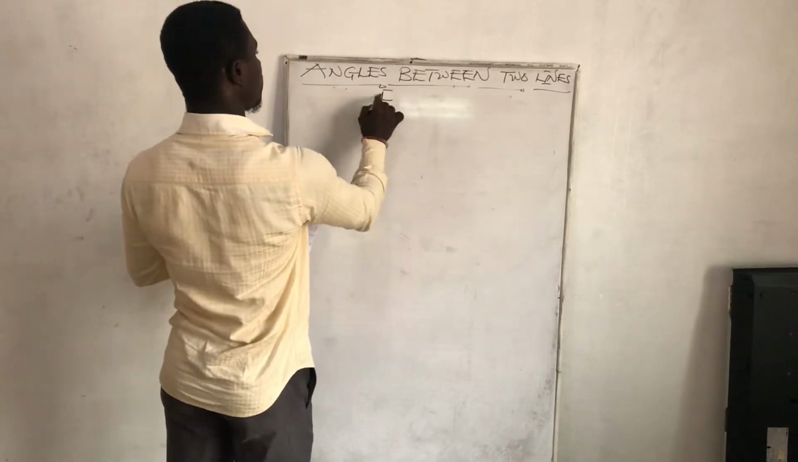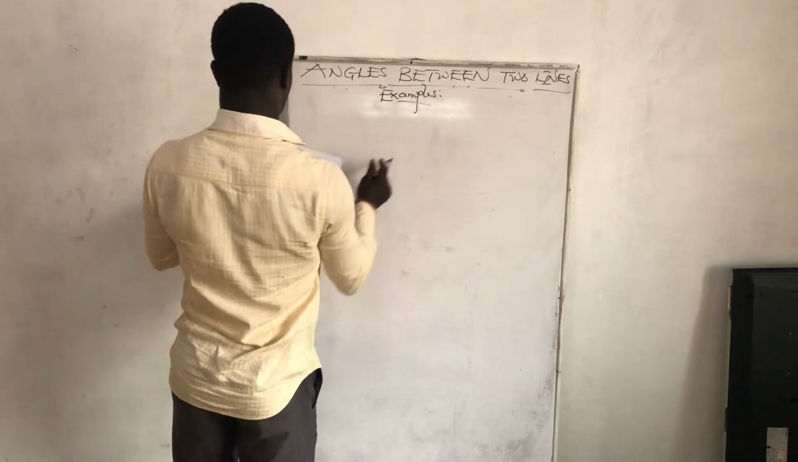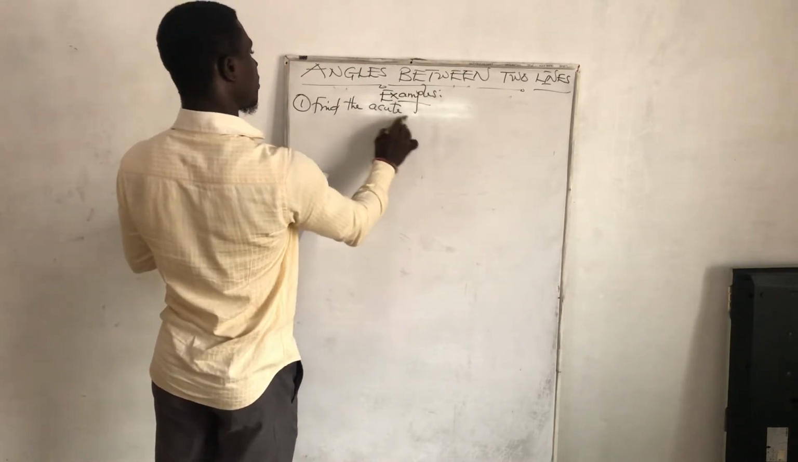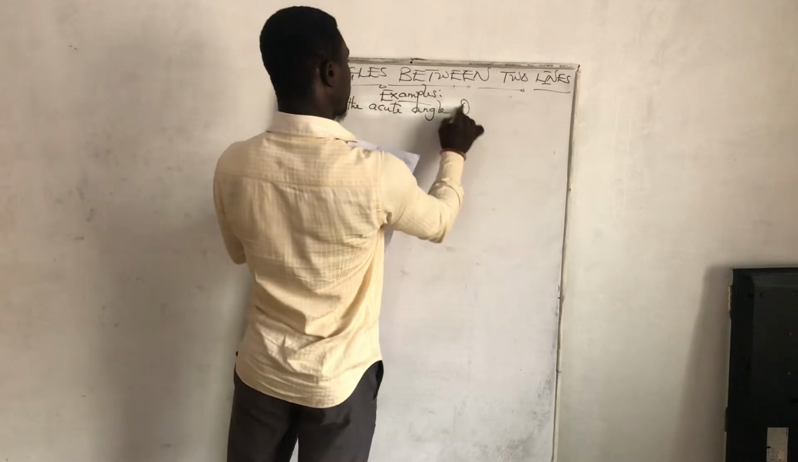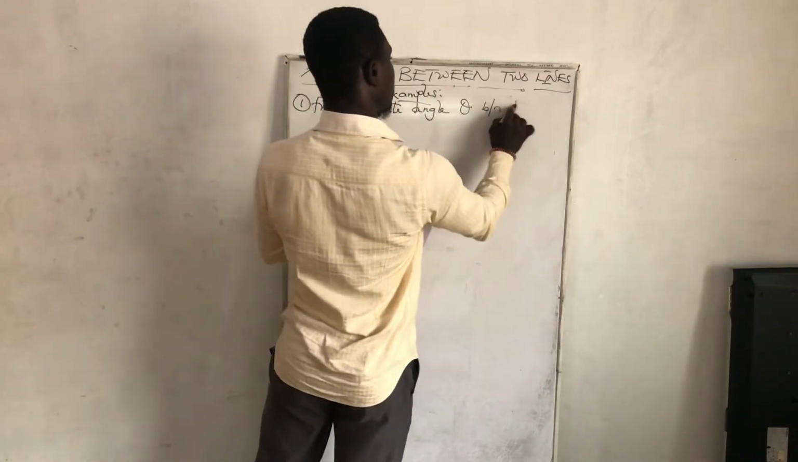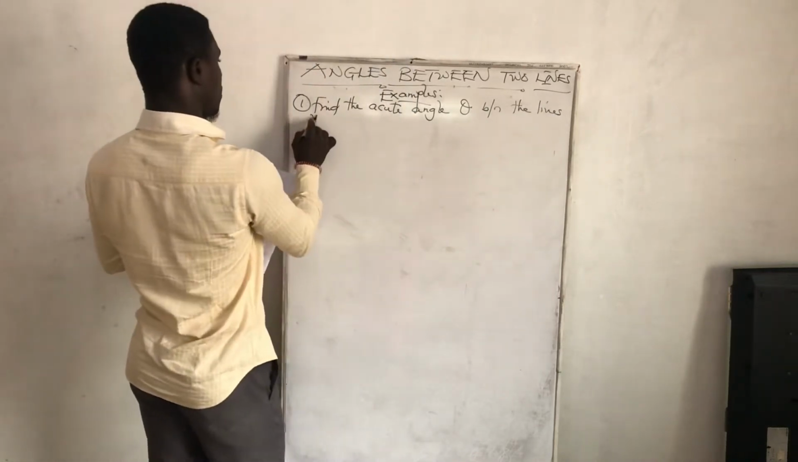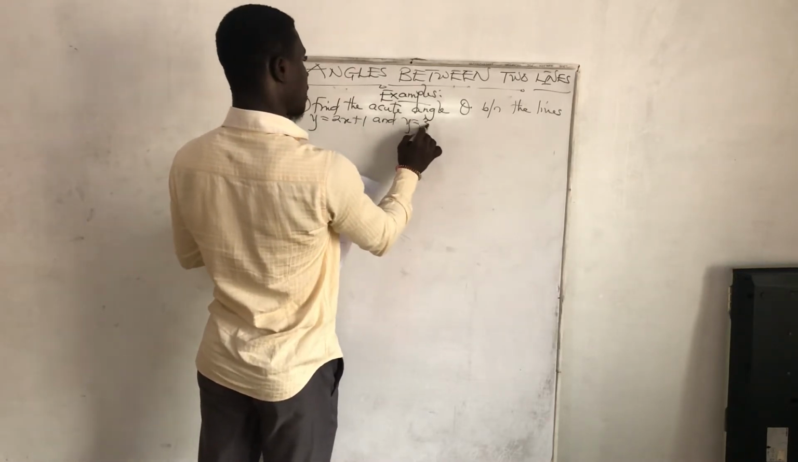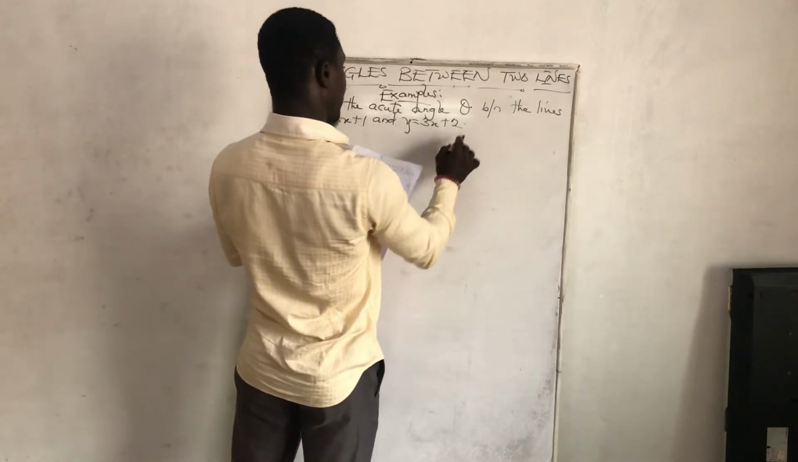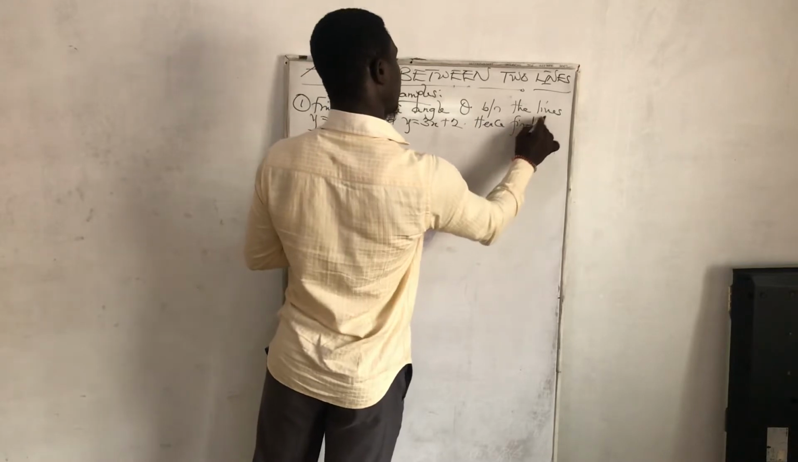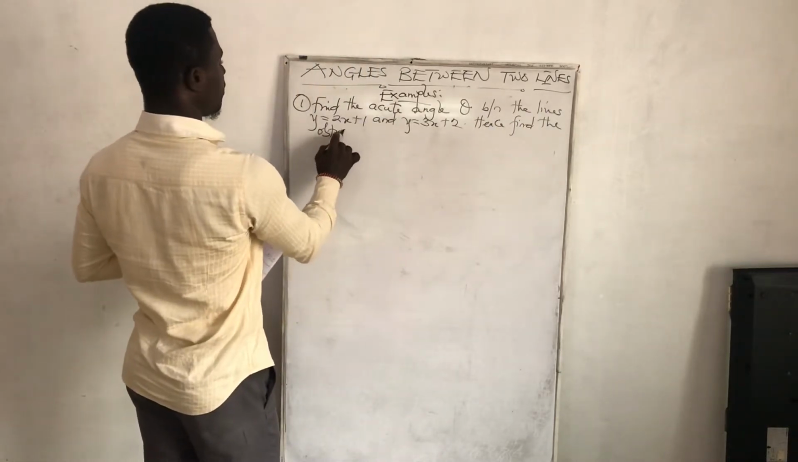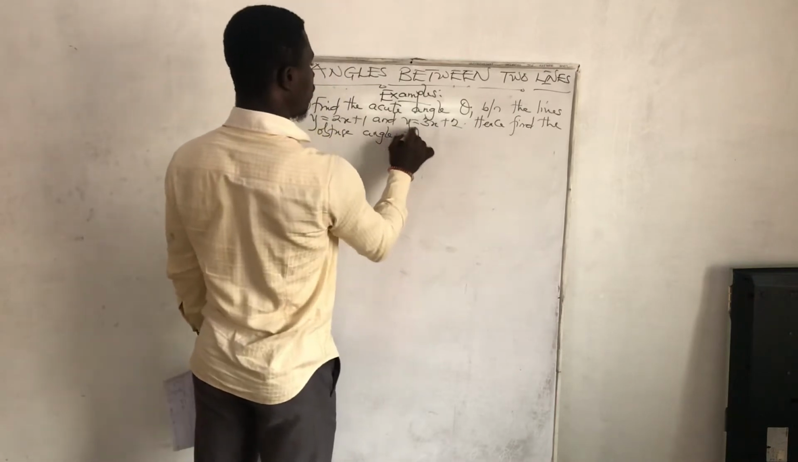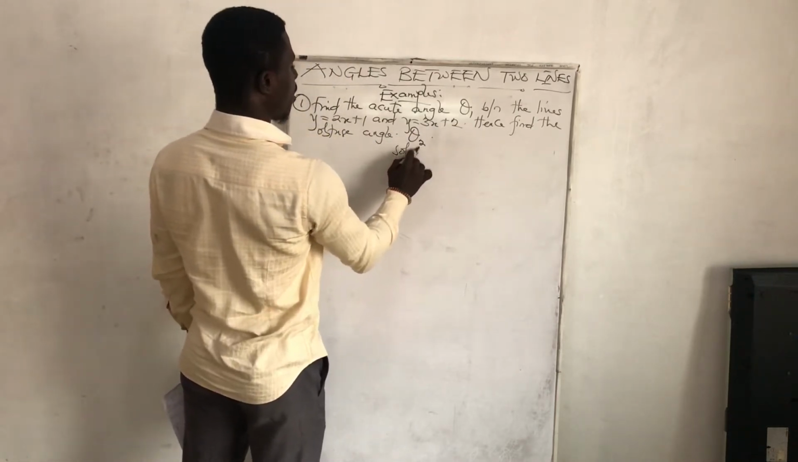So example, he says, find the acute angle, which is theta, between the lines y equals 2x plus 1 and y equals 3x plus 2. Hence, find the obtuse angle. So find the acute angle, let's say, which is theta 1, then the obtuse angle, which is theta 2. So solution, how best can we solve this question?